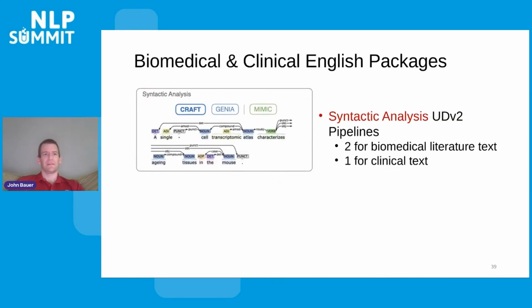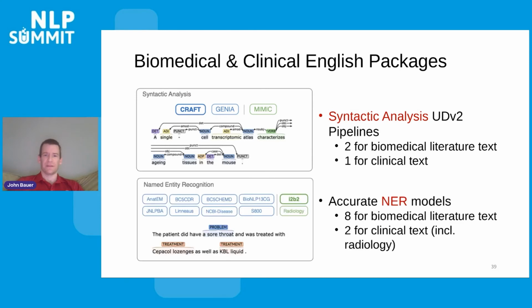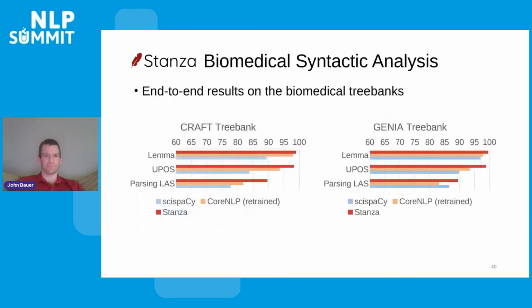Recently, we added biomedical and clinical English packages. This is a widely requested feature. So we have syntactic analysis similar to the UD for two biomedical packages, CRAFT and GENIA. And we also have NER models trained specifically on diseases, treatments, and other biomedical literature. So there are 8 different models from different input data sources.